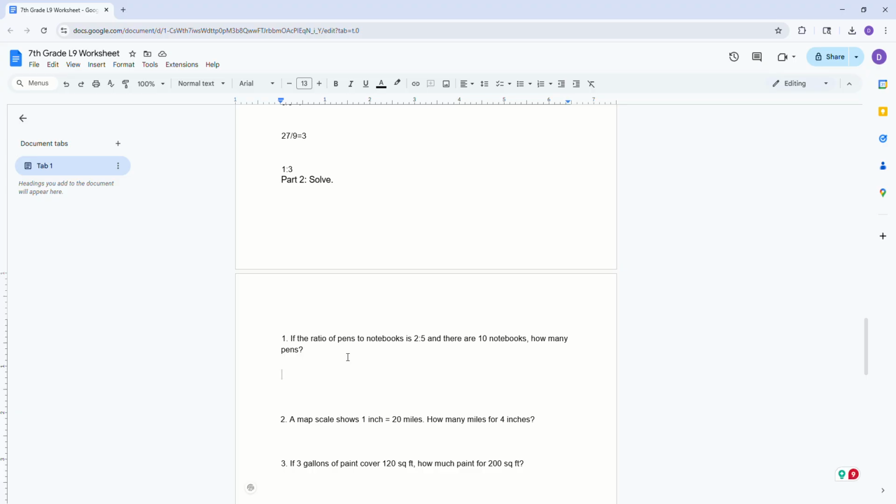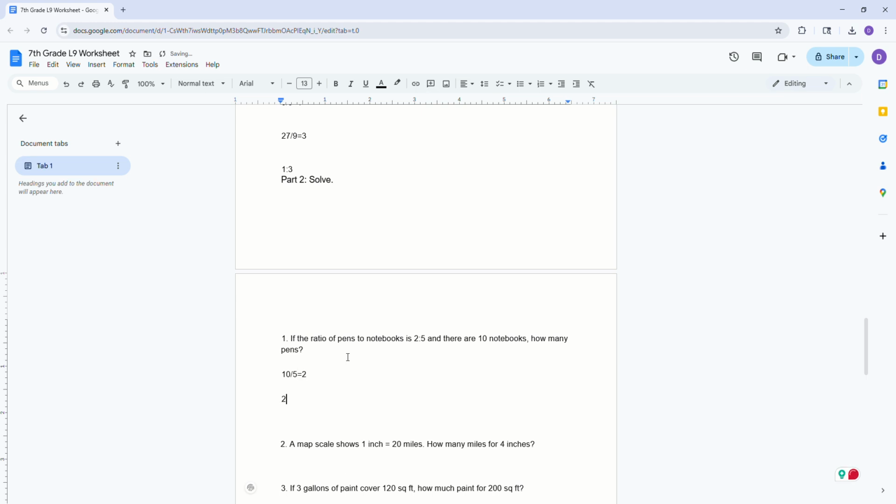Now part 2 of number 1 says, if the ratio of pens to notebooks is 2 to 5, and there are 10 notebooks, how many pens? So we need to find the multiplier here. There are 10 notebooks, and we divide that by the 5 in the ratio, so the multiplier is 2, and 2 multiplied by 2 would be 4, so there would be 4 pens in total.